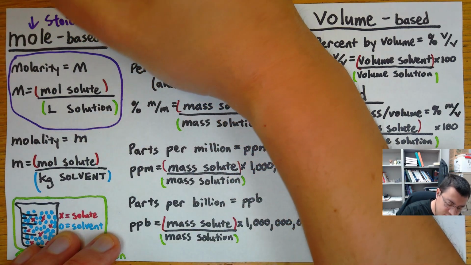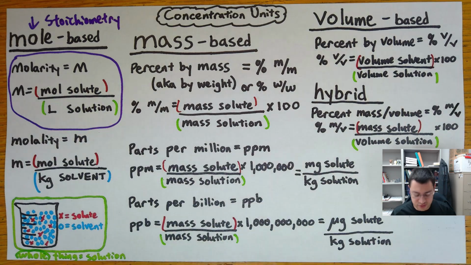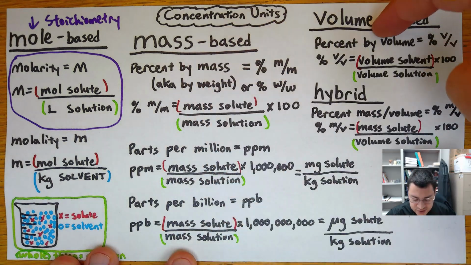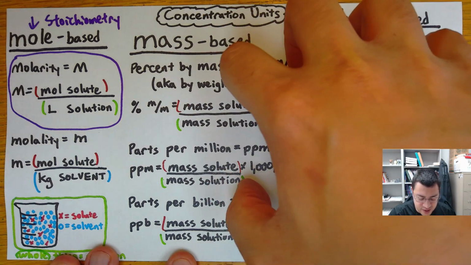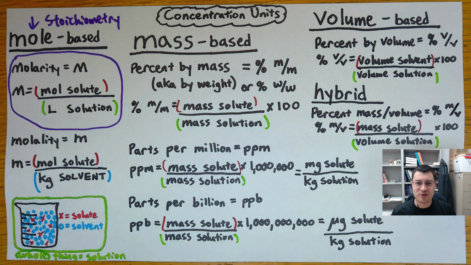Because to be working in stoichiometry, you need to be working in moles rather than mass or volume or something. Okay. It is possible to do stoichiometry with mass or volume-based units, but you would have to first convert them to moles using a molar mass or something, and that's just a little bit more busy work, whereas a molarity is ready to go. Okay.